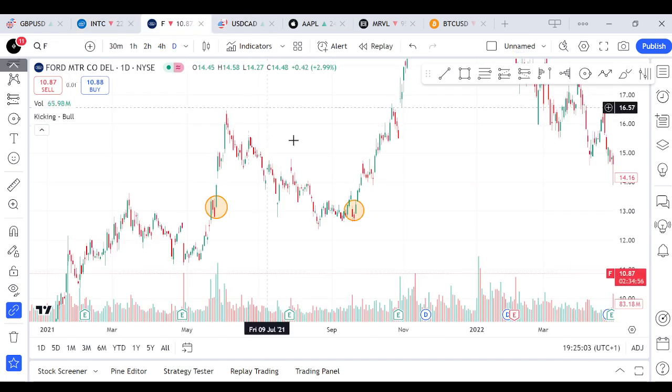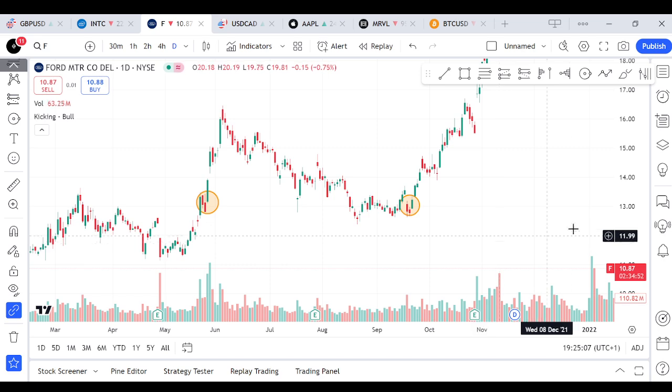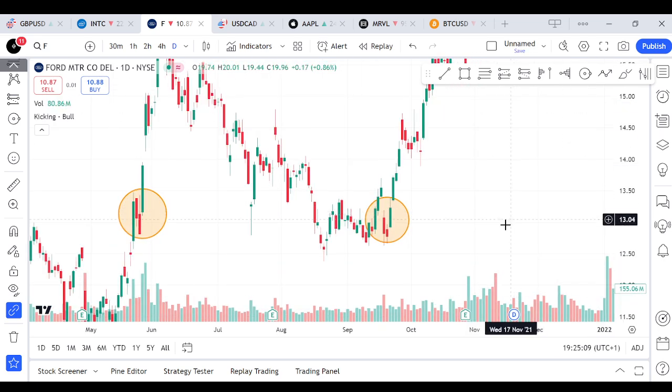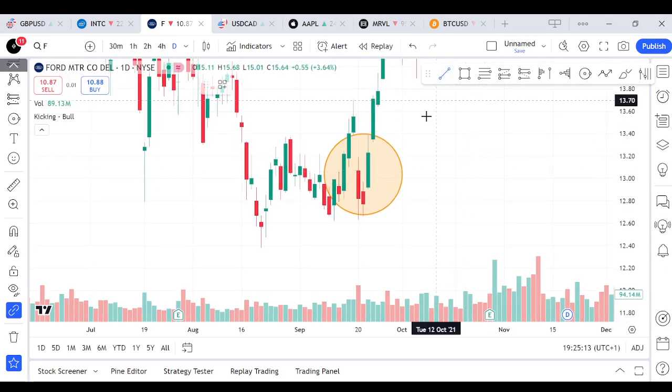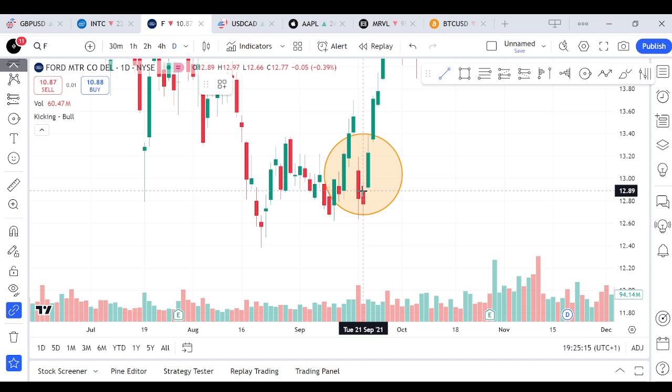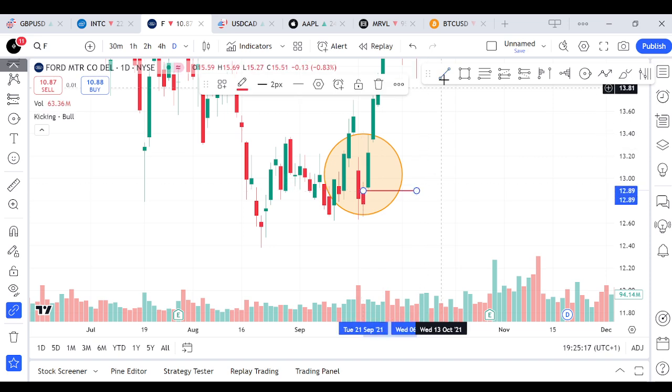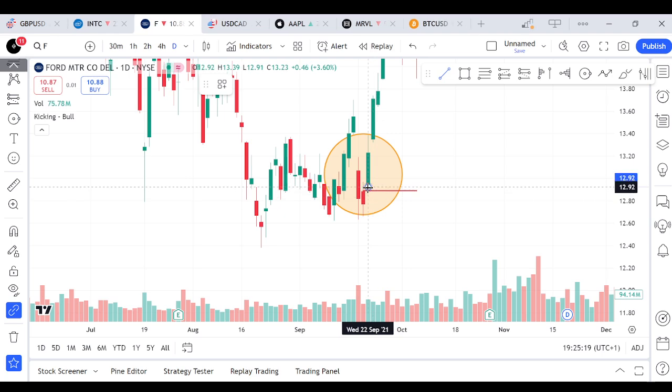Let's look for another example of this candlestick pattern. So this is another example. This is the gap between the bearish candle and the bullish candle. It's a small gap.